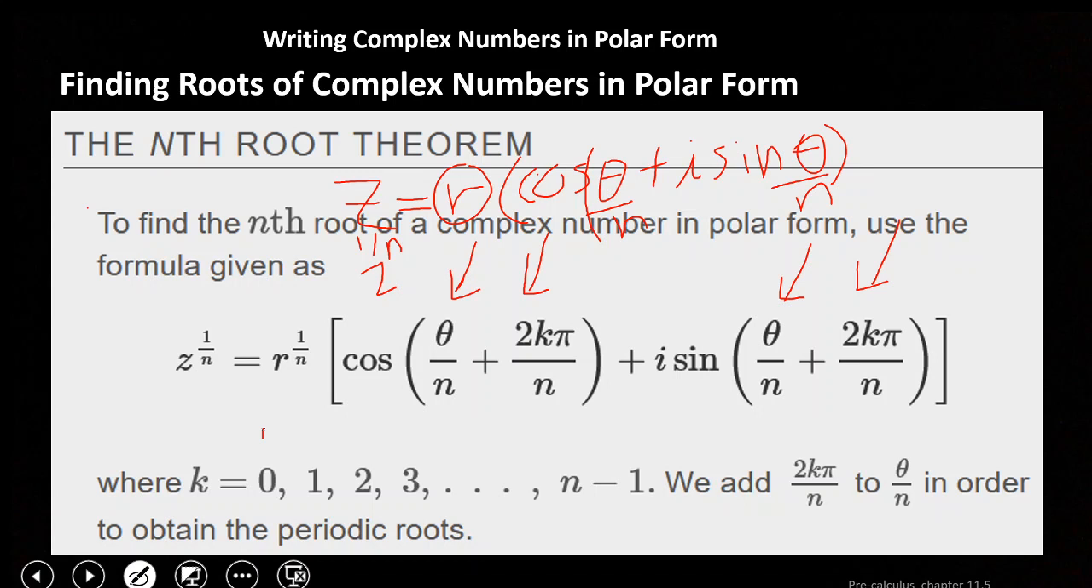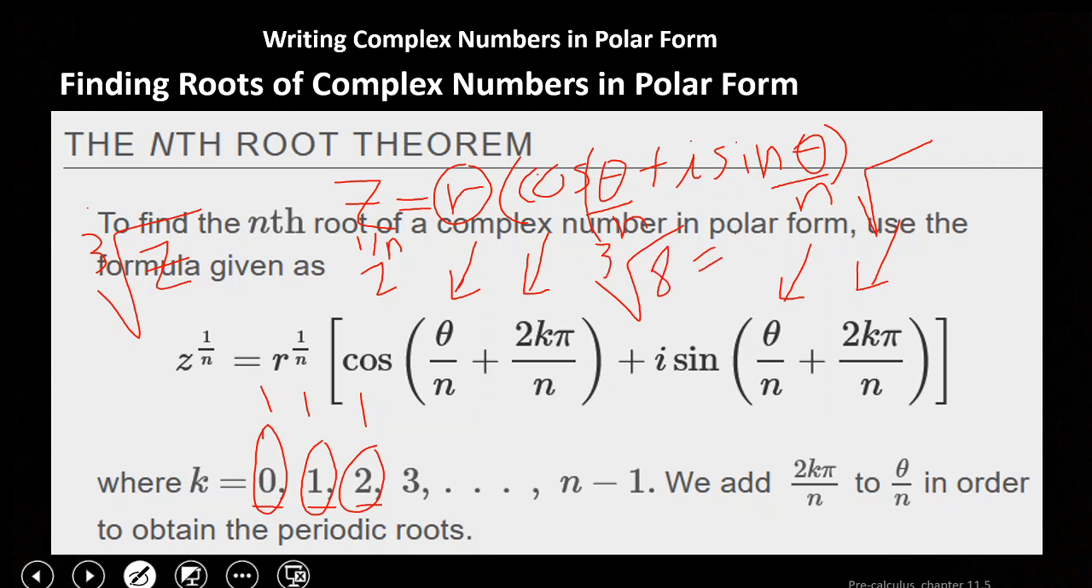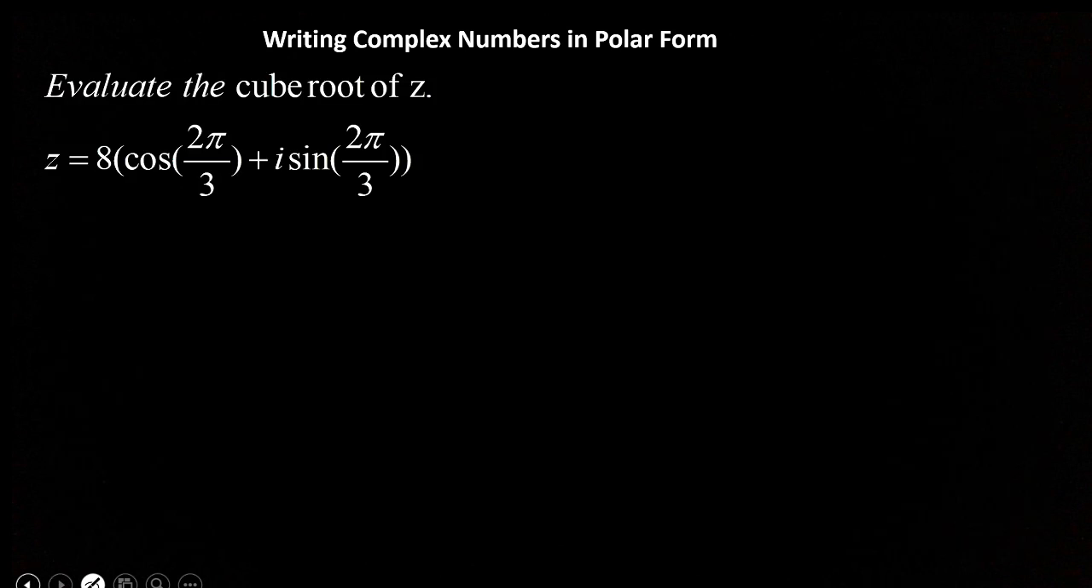minus 1. For example, if you want to do cube root of a complex number, then you're going to pick 0, 1, and 2. And for every one of these, you find a root. That means cube root of a number is actually 3 numbers. In algebra, remember, cube root of 8 is what? Is 2. But with complex numbers, if we assume 8 is a complex number, we're going to have to find 3 roots, these 3.